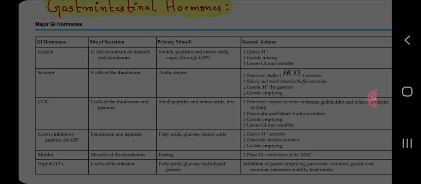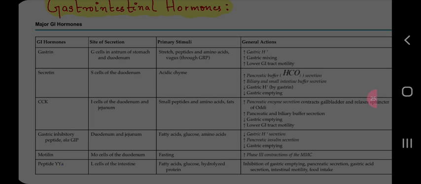It increases pancreatic buffer bicarbonate secretion, increases biliary and small intestinal buffer secretion, decreases gastric H+ secretion by gastrin, and decreases gastric emptying. Cholecystokinin: I cells of the duodenum and jejunum. The primary stimuli for CCK are small peptides, amino acids, and fats. It increases pancreatic enzyme secretion, contracts the gallbladder and relaxes the sphincter of Oddi, increases pancreatic and biliary buffer secretion, decreases gastric emptying, and increases lower GI tract motility.